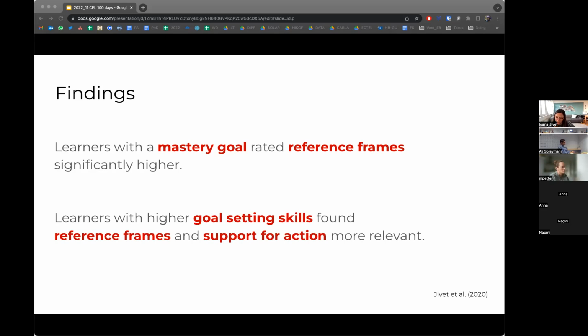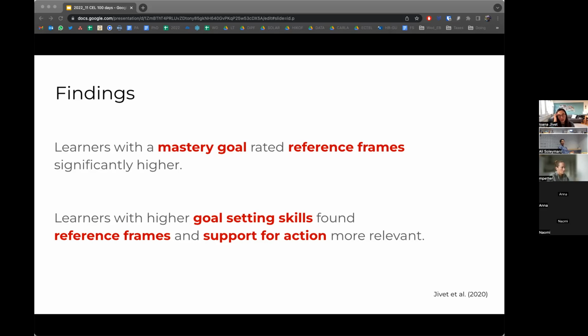The next interesting thing that we found is that among self-regulated learning skills, a subscale was assessing students' goal-setting skills. And looking at this specific skill set, we found that students with higher goal-setting skills were more likely to find reference frames and support for action more relevant than students with lower goal-setting skills.